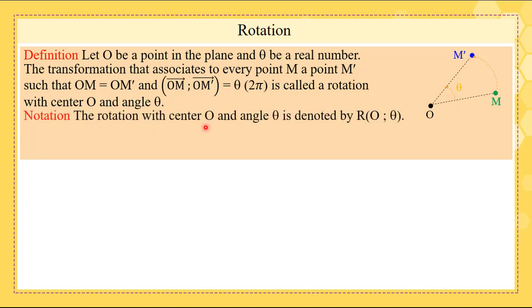Now notation: the rotation with center O and angle theta is denoted by RO theta. When we see this notation, you have to know that we have a rotation of center O and angle theta.